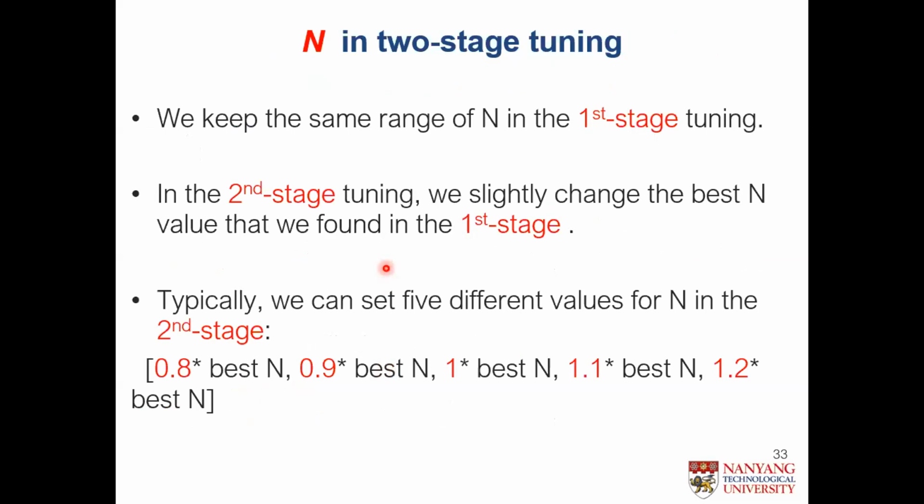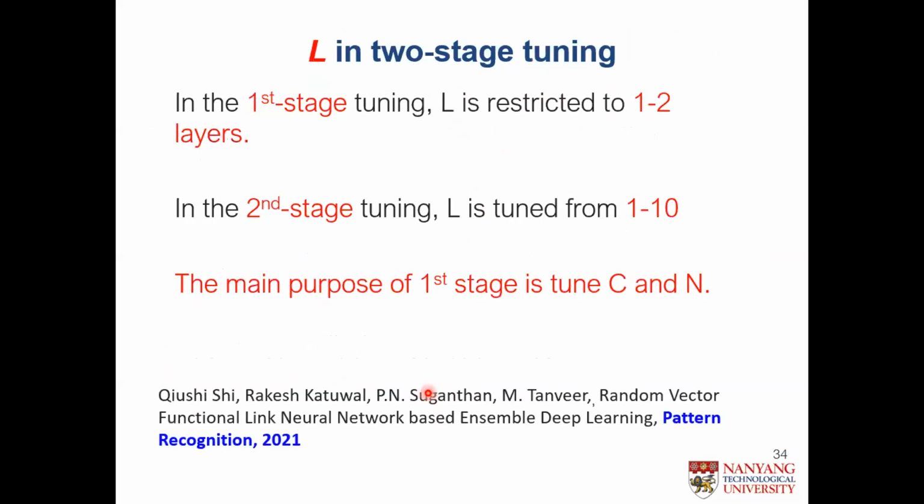Once you find the best value for the number of neurons in the first stage, in the second stage, the best n value is slightly scaled, 0.8 times, 0.9 times the best value. And then we do a fine search for the number of hidden neurons. For the number of hidden layers, we restrict it to just 2 layers in the first stage. In the second stage, the depth is increased up to 10. The details you can find in this paper.